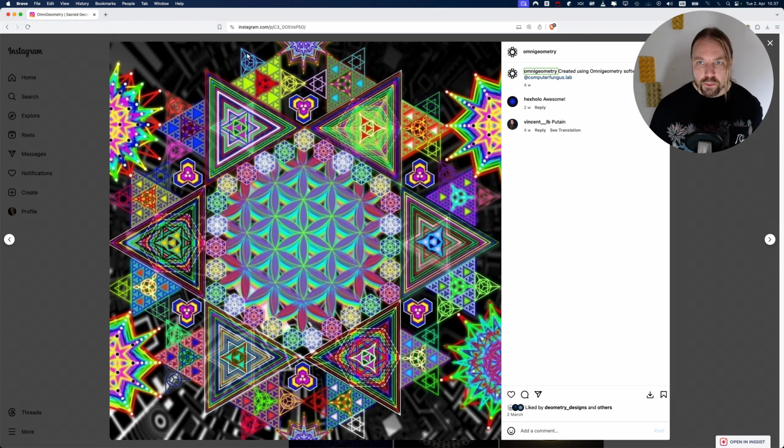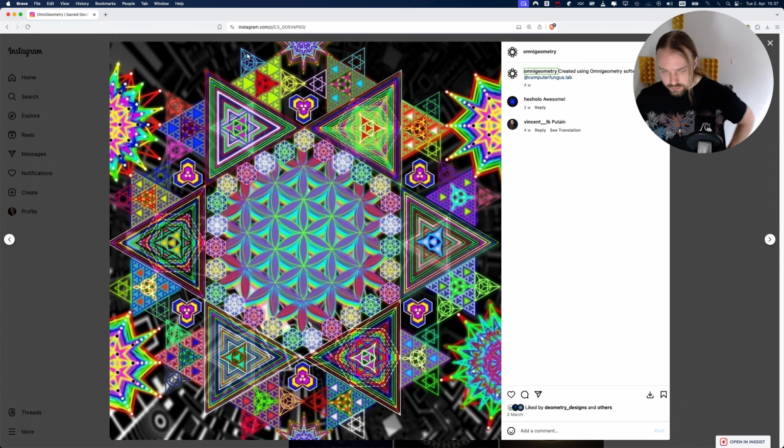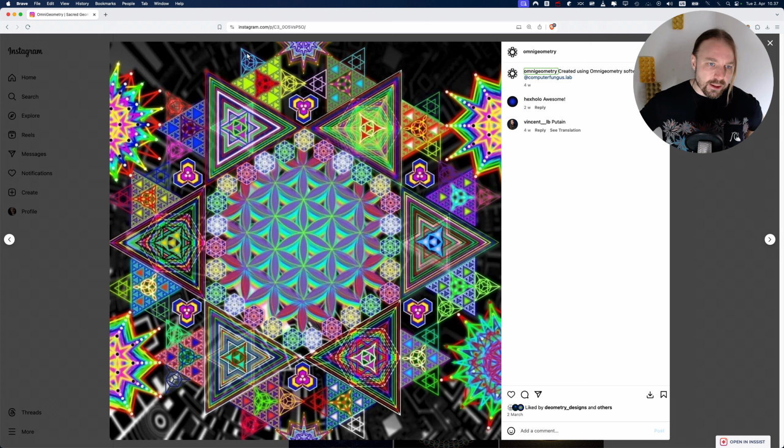Now this one by Computer Fungus Lab. Wow, this is very colorful, very dynamic, very full on. This reminds me of a DMT experience. I've drunk ayahuasca, so I have some experience of that. This reminds me of the energy seen in that state, geometry coming at you full on, just blasting in your face, third eye. Beautiful work by Computer Fungus Lab here.